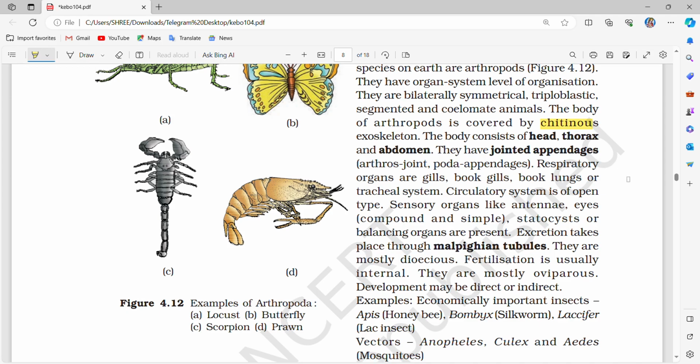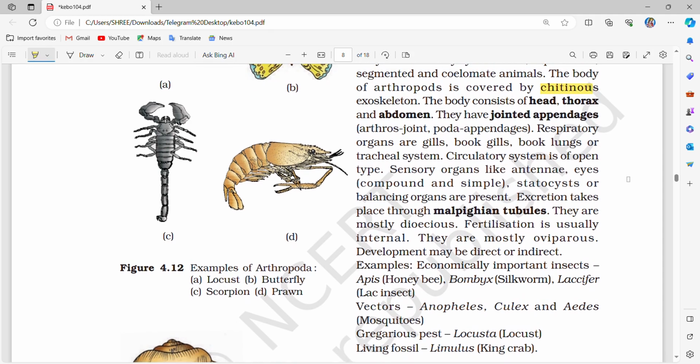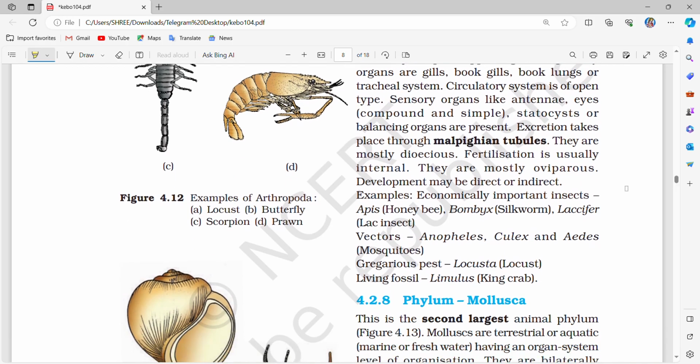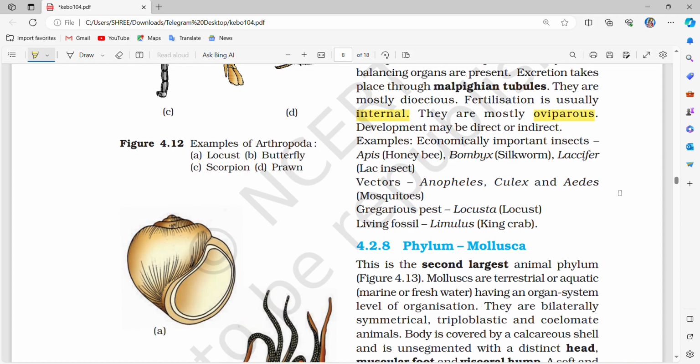Respiratory organs are gills, book lungs or tracheal system. Circulatory system is of open type. Sensory organs like antennae, eyes, compound and simple, statocysts or balancing organs are present. Excretion takes place through Malpighian tubules. They are mostly dioecious. Fertilization is usually internal. They are mostly oviparous. Development may be direct or indirect. Examples: economically important insects: Apis, honeybee, Bombyx, silkworm, Laccifer, lac insect; vectors: Anopheles, Culex, mosquitoes; gregarious pest: Locusta, locust; living fossil: Limulus, king crab.